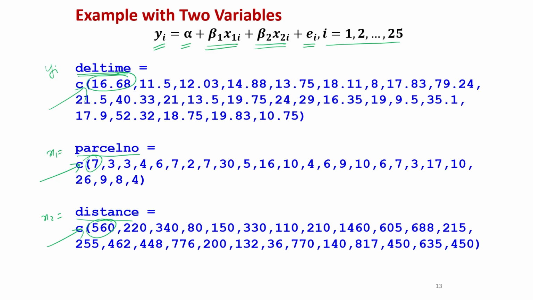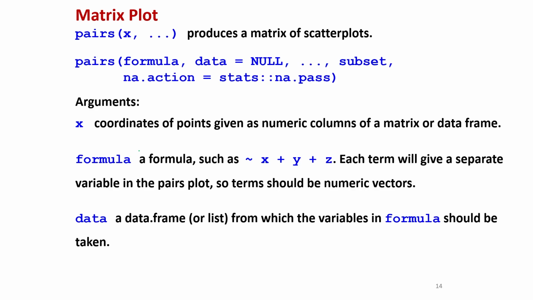So now if you have these three things, you would like to find a model like deltime equals alpha plus beta 1 into parcelno plus beta 2 into distance. Right. So now how to do it? But before that you have to first verify whether there is a linear relationship between y and x1, x2. So x1, x2 on one side and y on the other side.